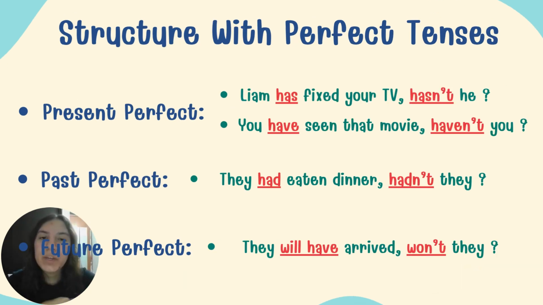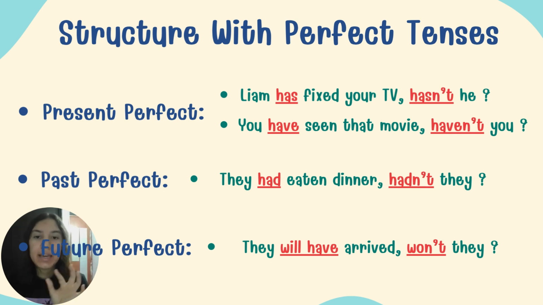But Sarah, what happened with perfect tenses? With perfect tenses, we need the auxiliary verbs for each case. For example, has or have for present perfect, had for past perfect, and will have for future perfect. Okay? And we need the auxiliary verbs for both, for my sentence and the negative or positive for my question tag. For example, Lian has fixed your TV. Hasn't he? You have seen that movie, haven't you?